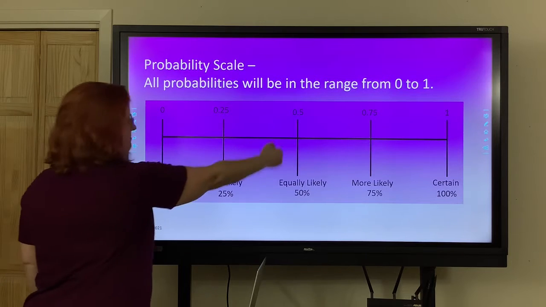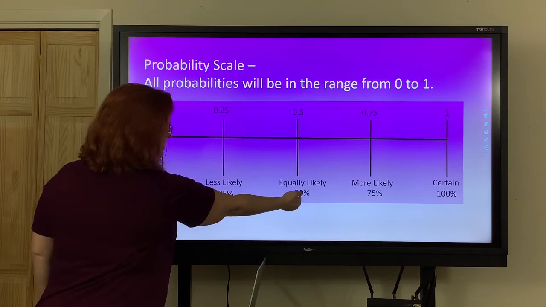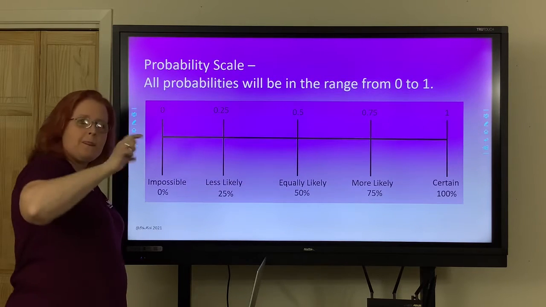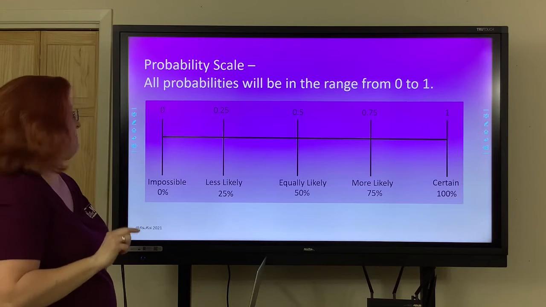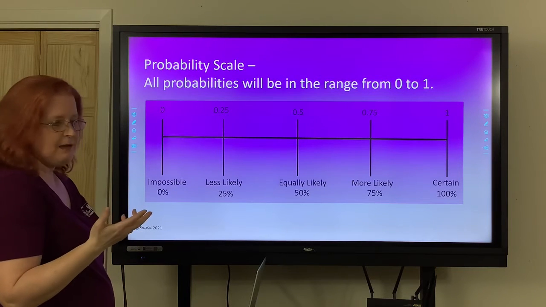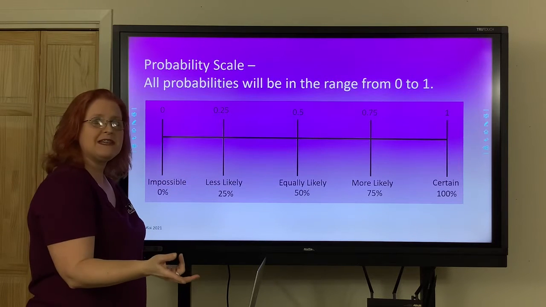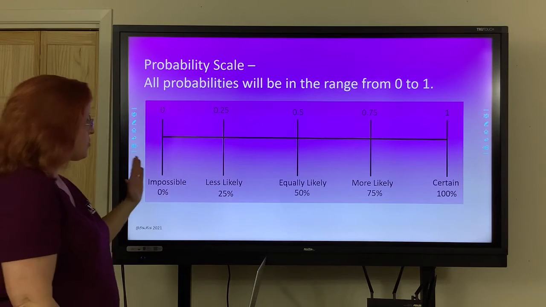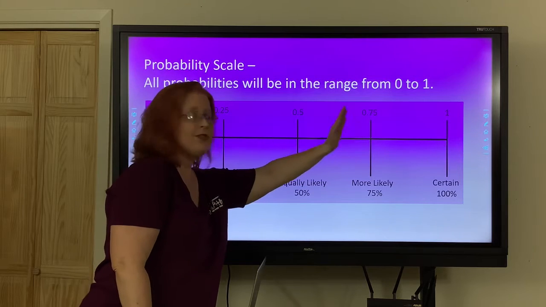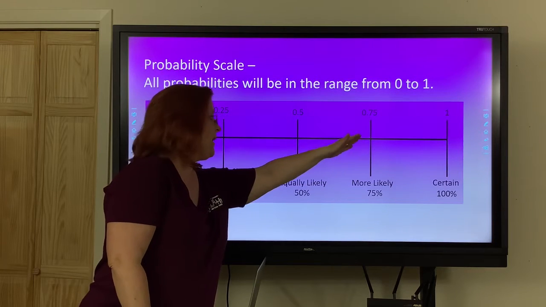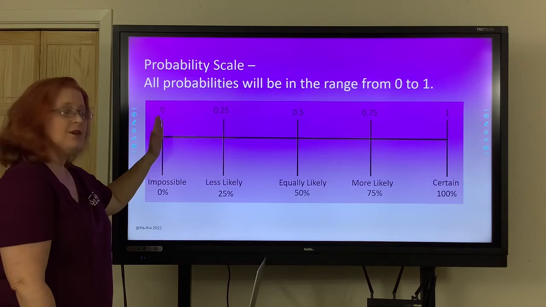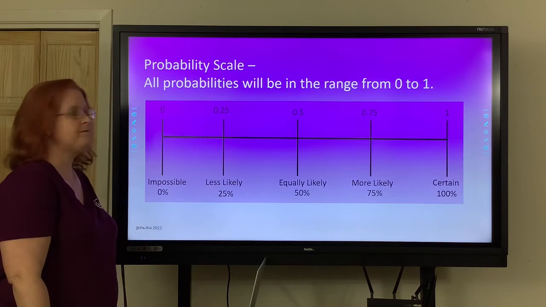And so in the middle is 0.5 or 50%, and that is where it is equally likely for things to happen. The best example of that is flipping a quarter. You can land on heads or you can land on tails. The closer it is to 1, the more likely it's going to happen. The closer it is to 0, the less likely it's going to happen.